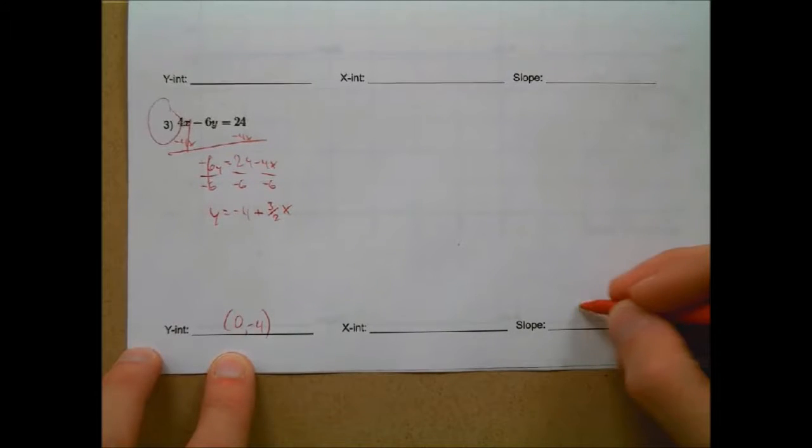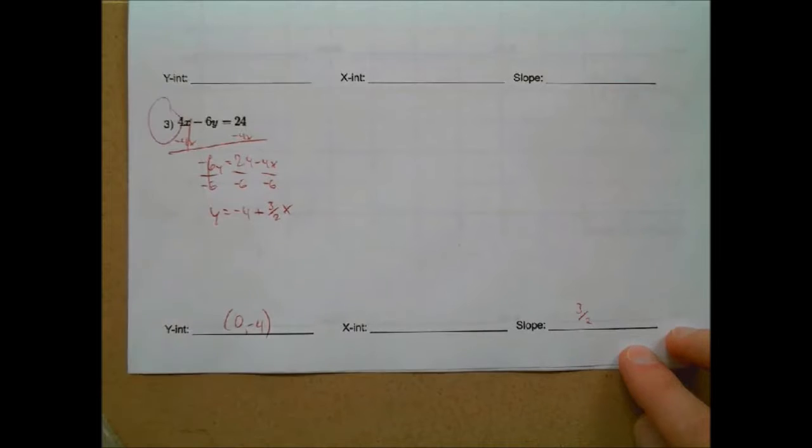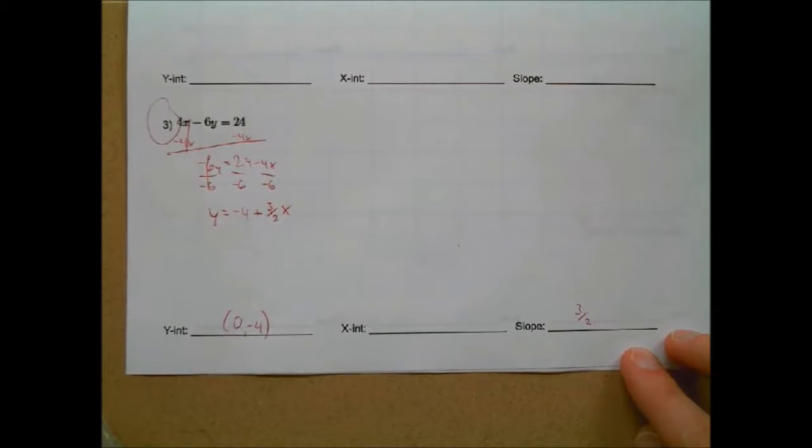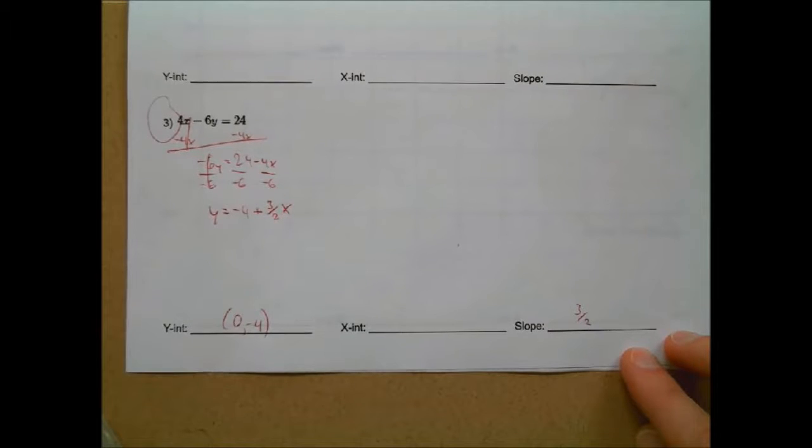3/2. Wow, great job. So by doing that one thing, we were able to knock out 2 answers, right? By putting it in slope-intercept form, we can come up with the y-intercept and the slope just like that, okay? So great job. But we're not quite done yet.